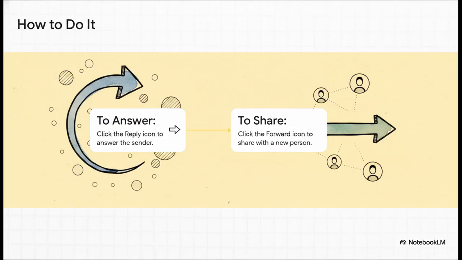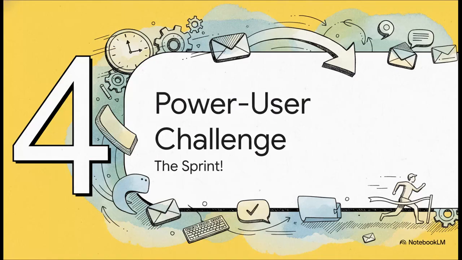So how do you do it? It's easy. To answer the sender, you just click the reply icon. See it? It usually looks like an arrow pointing back. Now to share that email with a new person, you click the forward icon. That one is usually an arrow pointing forward. It's really that simple.